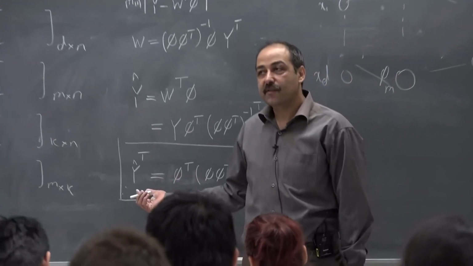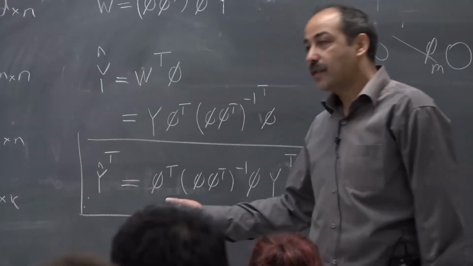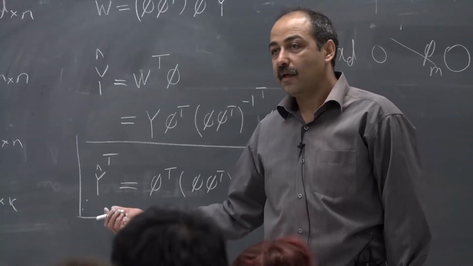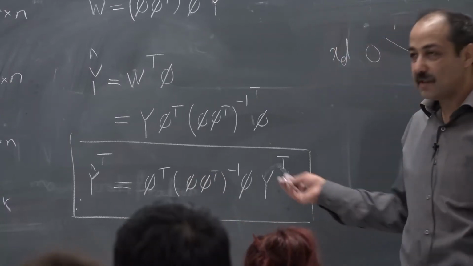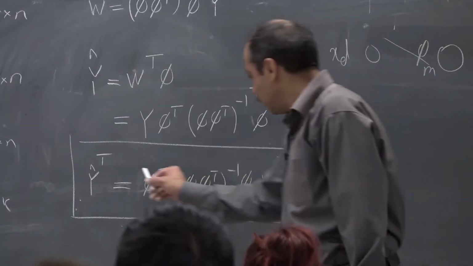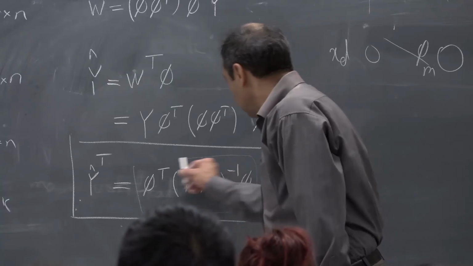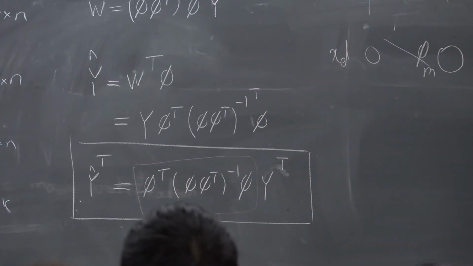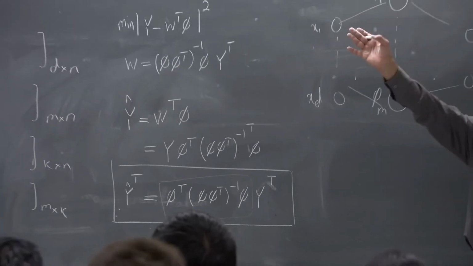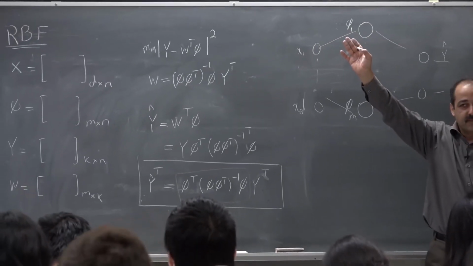What radial basis function does is to estimate the function using this equation. And you can see that it's linear. This is a linear transformation on Y. So you give me Y, I apply a linear transformation on Y, and I give you Y hat. Okay?